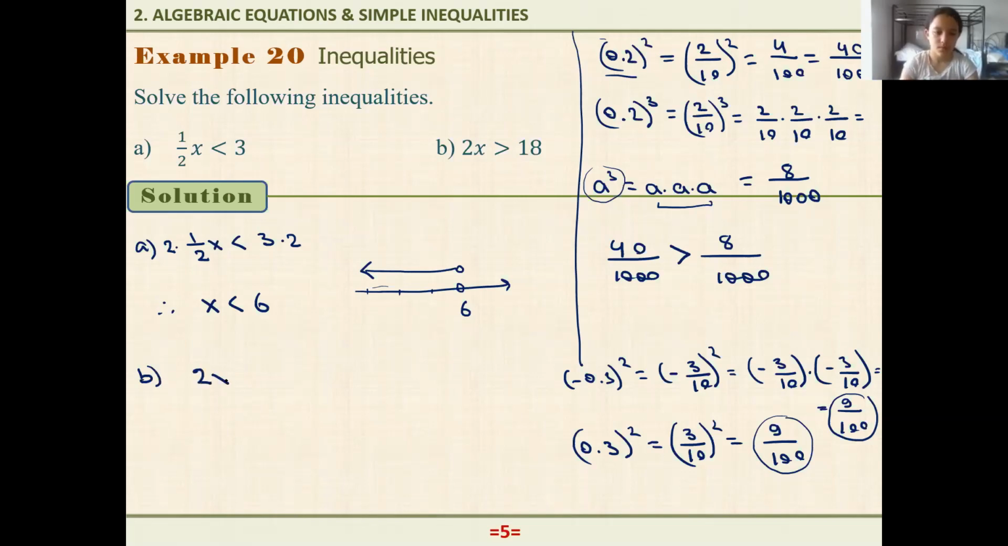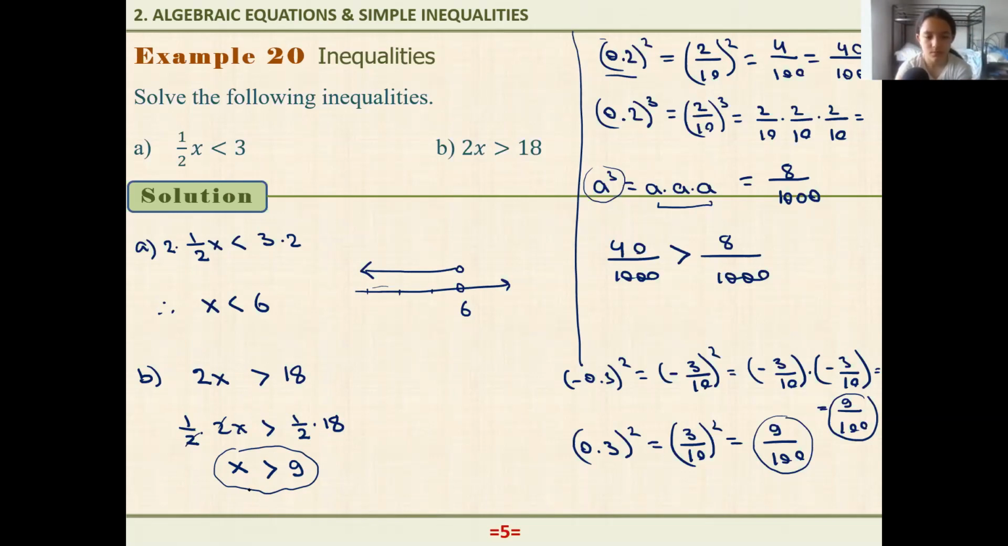How about question B? Here we have 2x is greater than 18. So how can I eliminate this 2 from here? Multiply both sides by half. So here we have half, or 1 over 2 times 2x. Here we have 1 over 2 times 18, right? So these two things cancel each other. We have x, and 1 over 2 times 18, it is 9. That means that all the numbers greater than 9 will be the solution of this inequality.